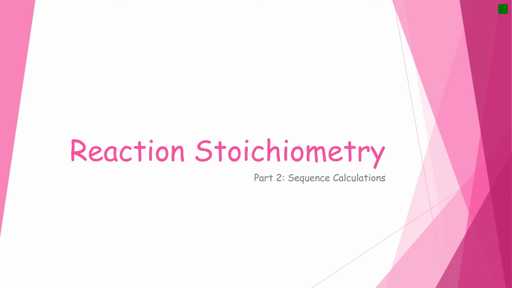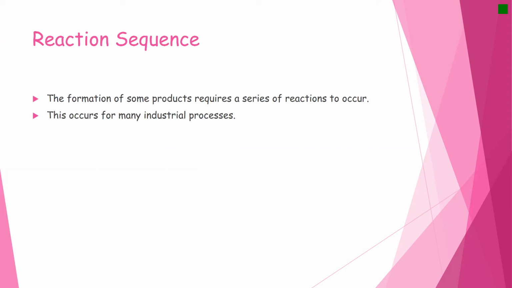This time we're going to be doing some reaction stoichiometry with a sequence. Sometimes when we are making a product, we can't make it directly. We have to do a series of chemical reactions. Now this is called a reaction sequence, and this happens for most industrial processes.